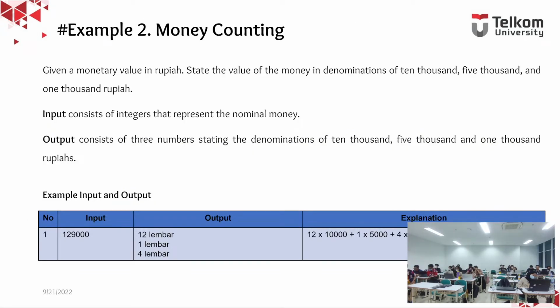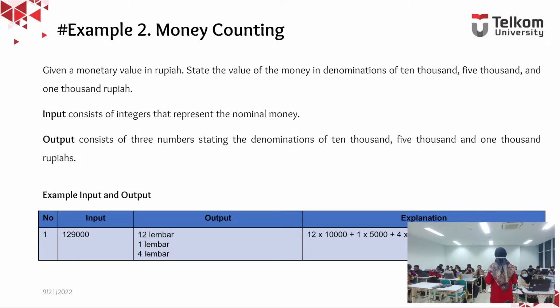Okay, now money counting. We are given some value in Indonesian rupiah, and then we need to define how many denominations, how many pieces of 10,000, 5,000, and 1,000 rupiah. So it will require a trading operation, right? So first we need to think.